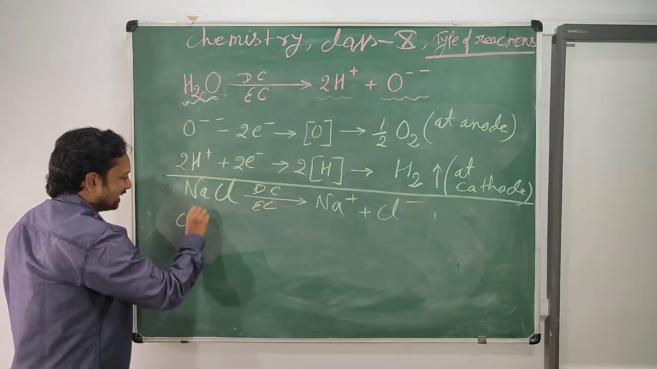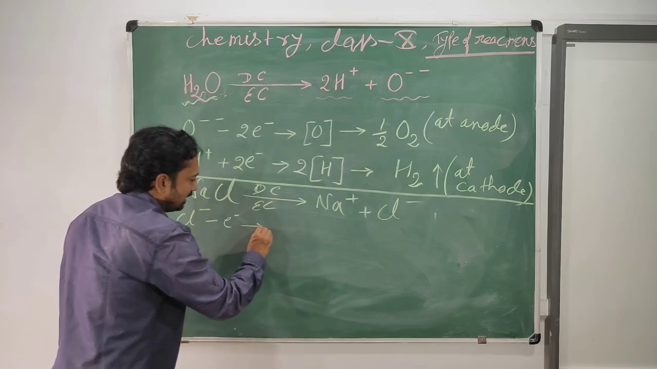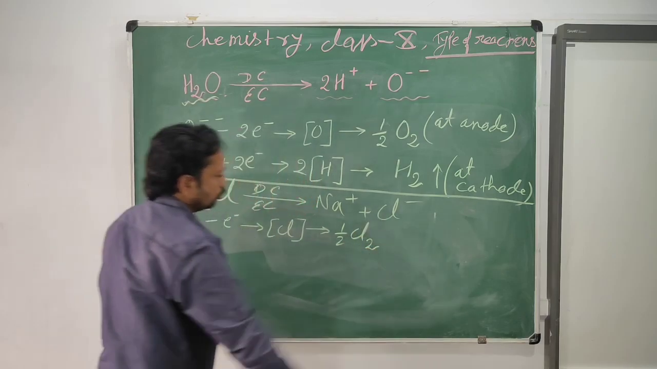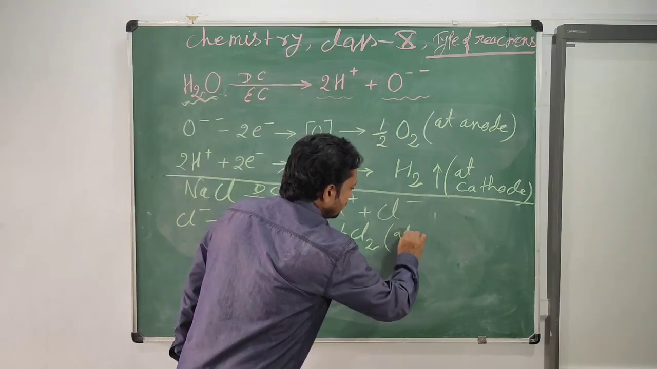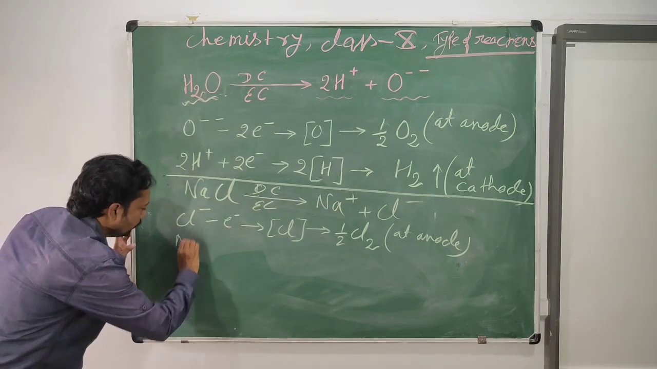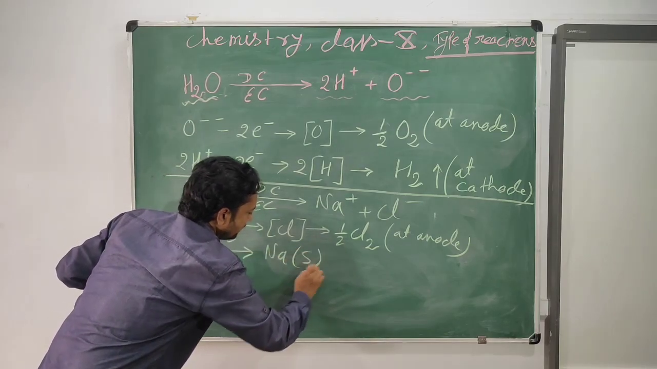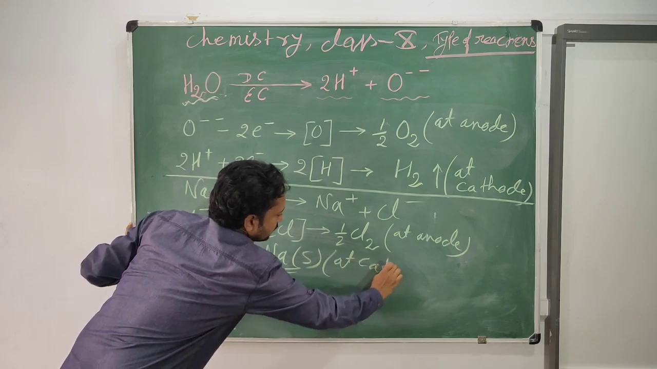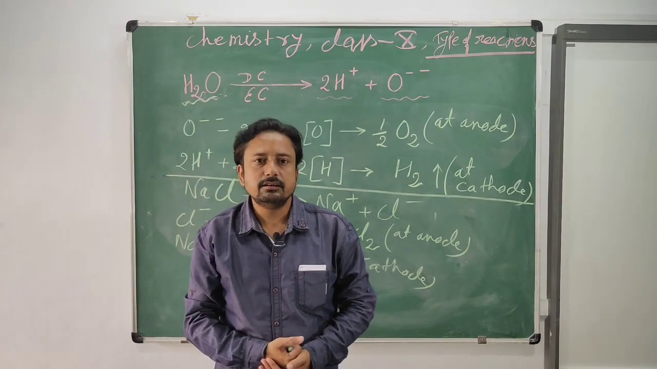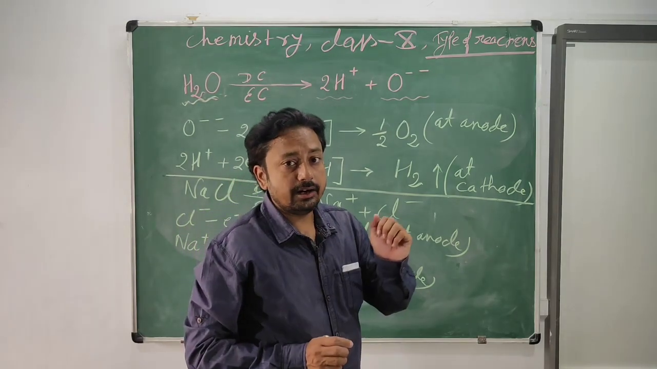So Cl minus again, which is one anion, so at anode it loses their 1 electron and converted into nascent chlorine, and this chlorine atom again converted into 1/2 Cl2, and chlorine gas liberated at anode. And now Na plus, which accept these electrons, extra electron, and converted into Na solid at cathode. So during electrical decomposition reaction, products are released at anode and cathode.